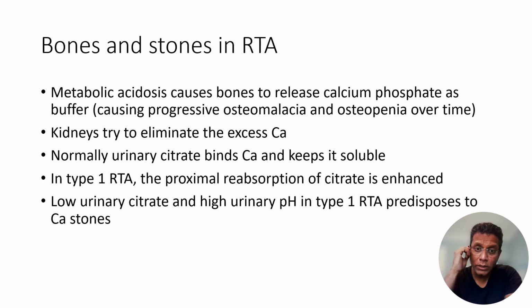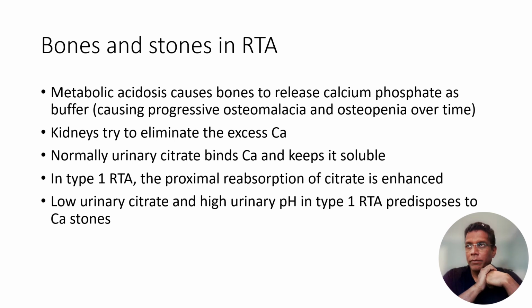So moving on, bones and stones in RTA. Metabolic acidosis due to any cause will cause your bones to break down and release calcium phosphate, because calcium phosphate essentially is a buffer. Therefore, uncontrolled metabolic acidosis over a period of time can lead to an osteomalacia, osteopenia sort of picture. So what do you think the kidney will do? The kidney will say, oh man, there's a bit of extra calcium, so I'll just try to lose it in the urine. So your urine calcium will be high when you have metabolic acidosis. But thankfully, citrate in the urine keeps the calcium soluble and it goes out in the urine.